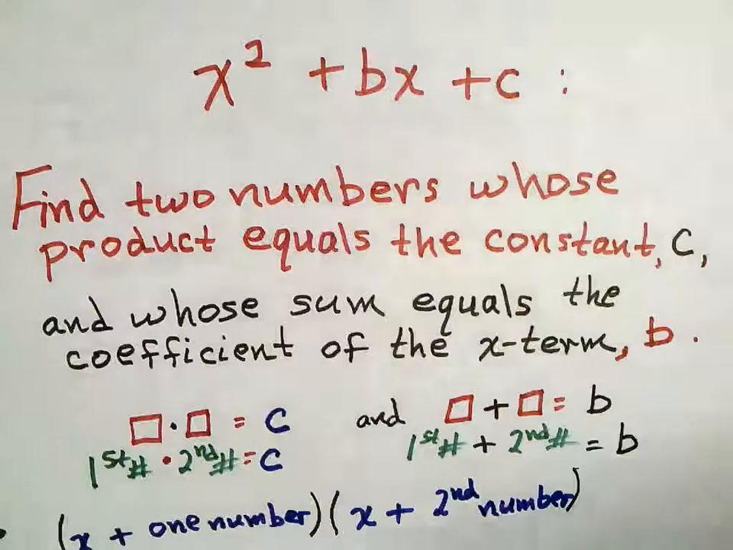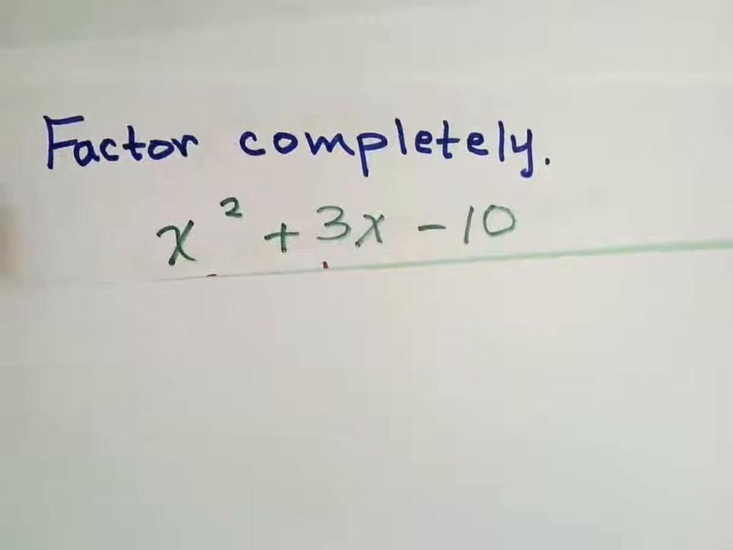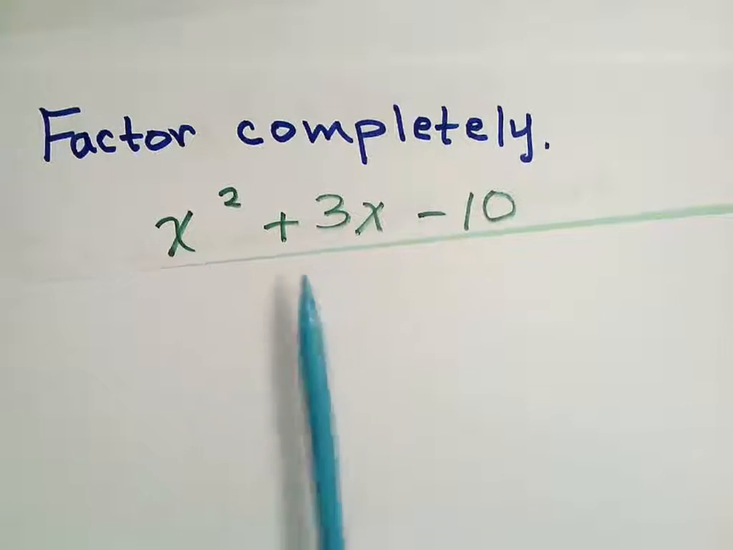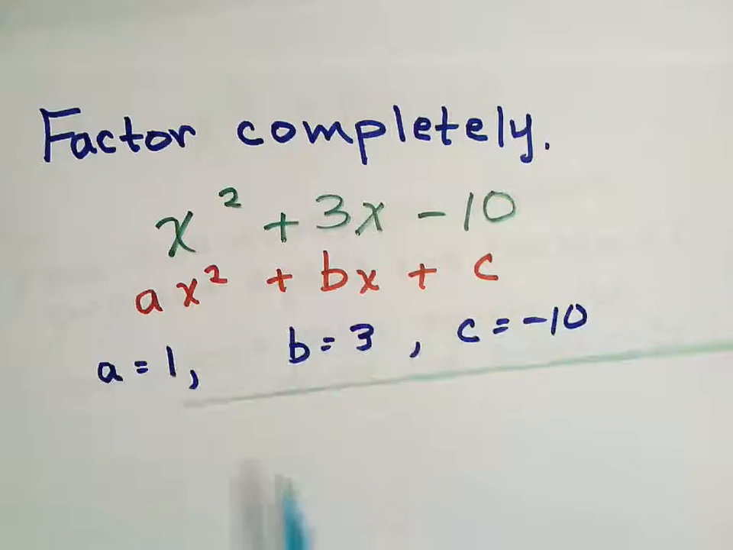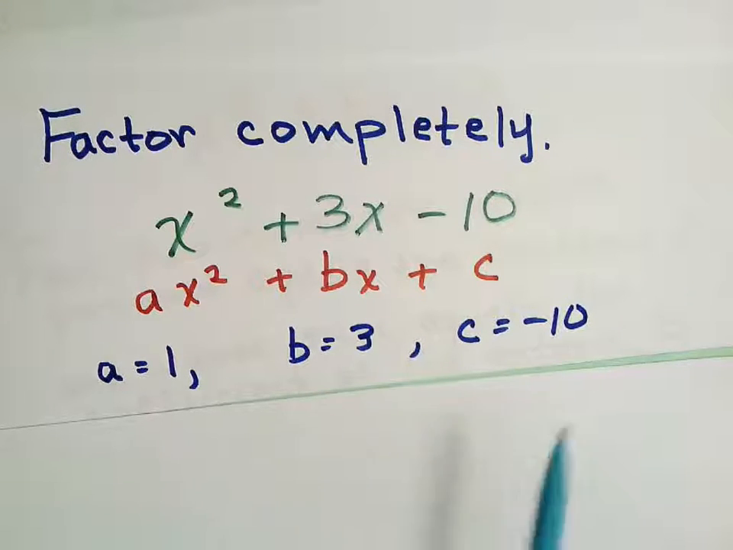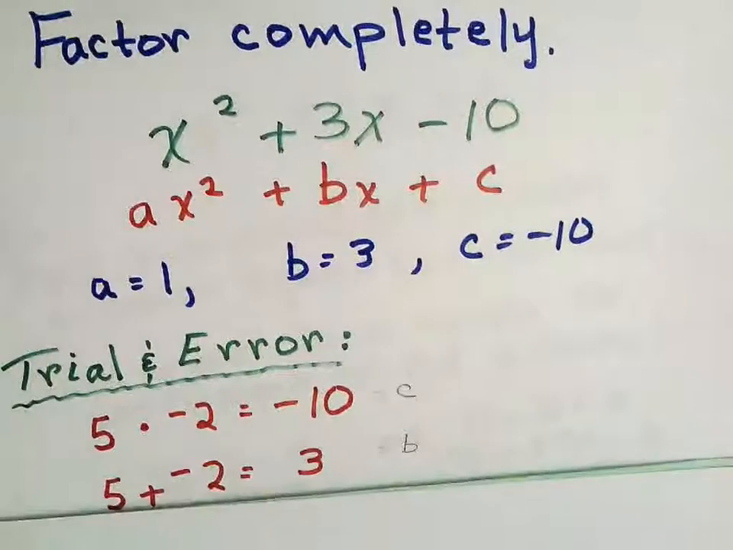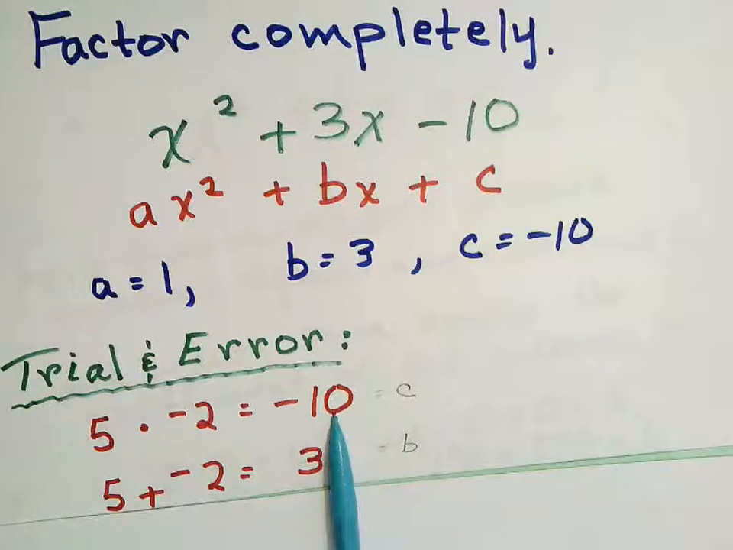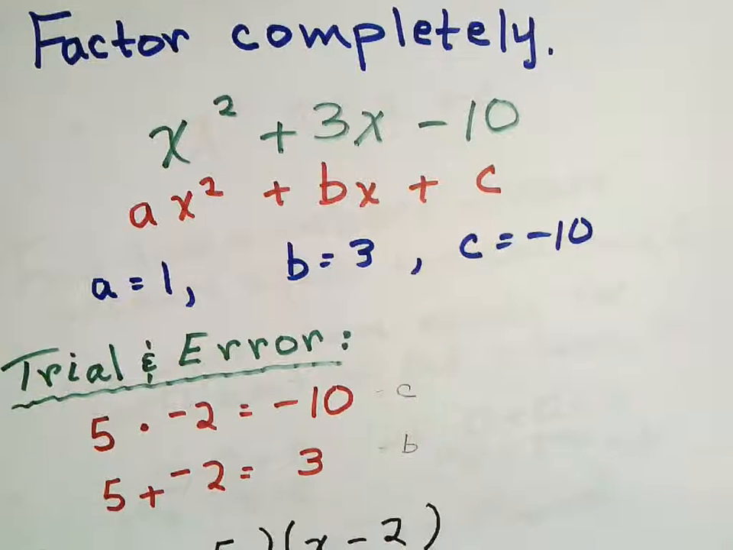So let's look at an example. Here, we're going to factor completely x squared plus 3x minus 10. See, it's in this quadratic form, the ax squared plus bx plus c. We identify the a as 1, the b as 3, and the c as negative 10. Through trial and error, we found two factors of the c, which is negative 10, but they have to add up to give us the positive 3. So we have 5 and negative 2.